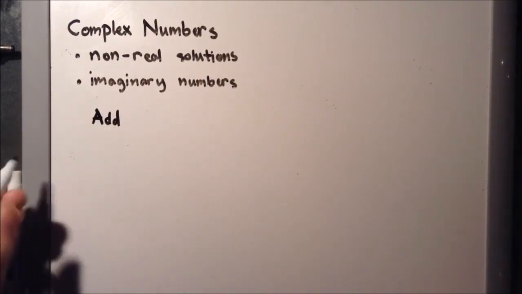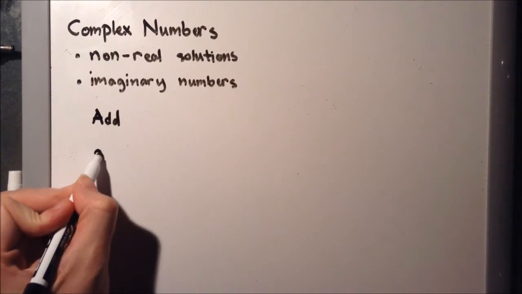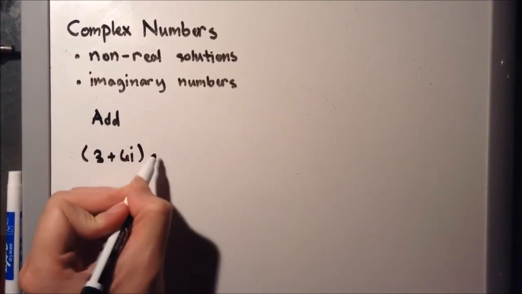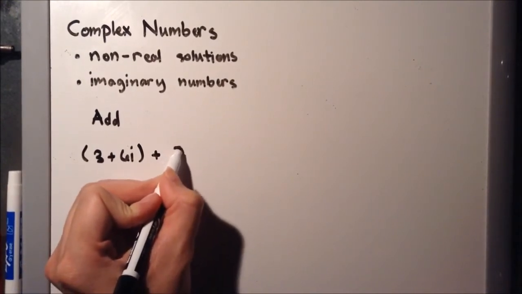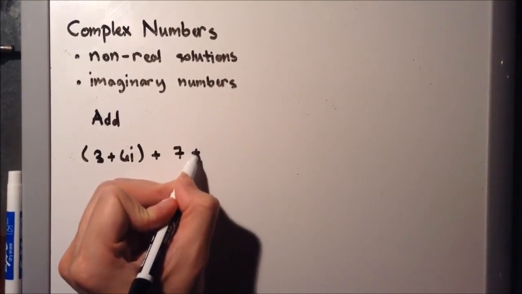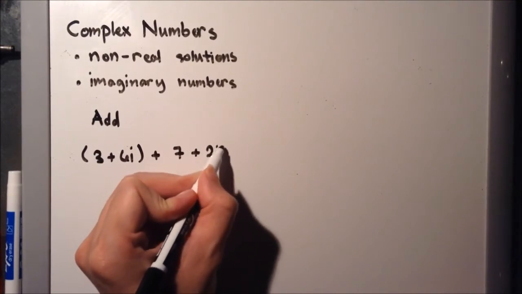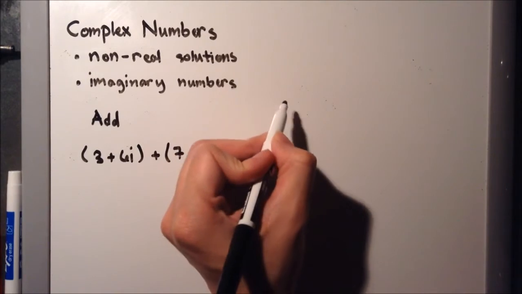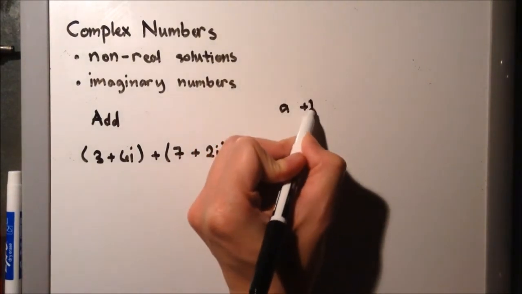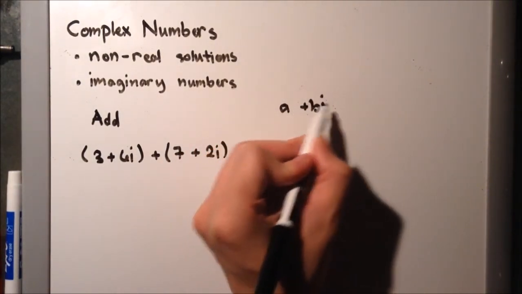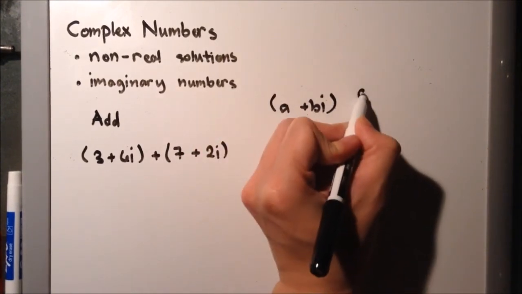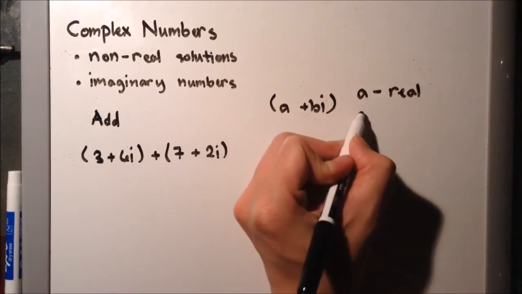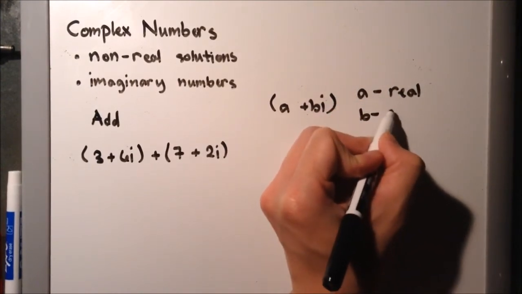So when it comes to add, you might have something like 3 plus 6i plus 7 plus 2i. So in this form, we have a plus bi, where a is real and b is imaginary.